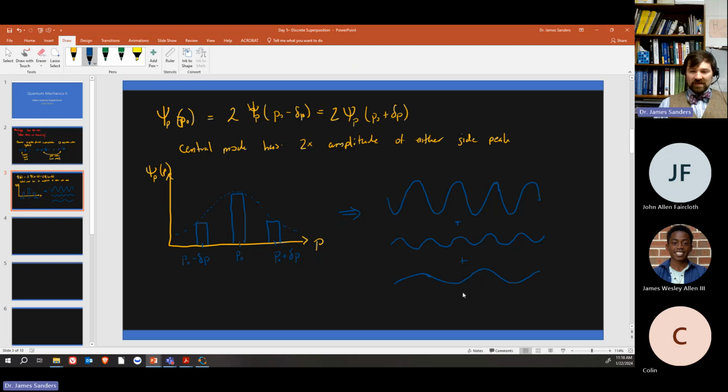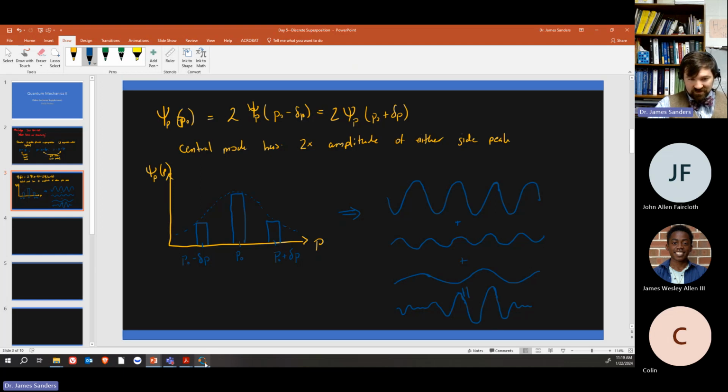And what we expect to get when we add these together is some sort of a pulse train that maybe looks like this. Maybe we get like that, and then another one of these guys. Okay.